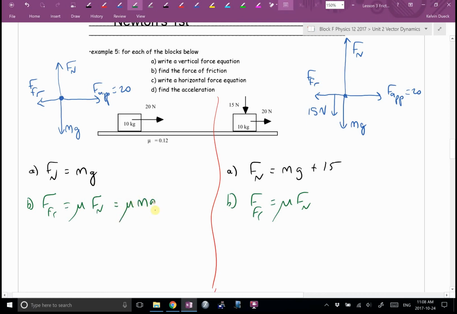Let's plug in numbers. Friction is going to be 0.12 times 10 times 9.8. Oh, I can do this in my head. It's going to be 98 times 0.12. It's going to be 9.8 plus 1.96. It's going to be 11.76. Double check me. And then I'll go to 3 sig figs, 11.8, and it's a force in newtons.